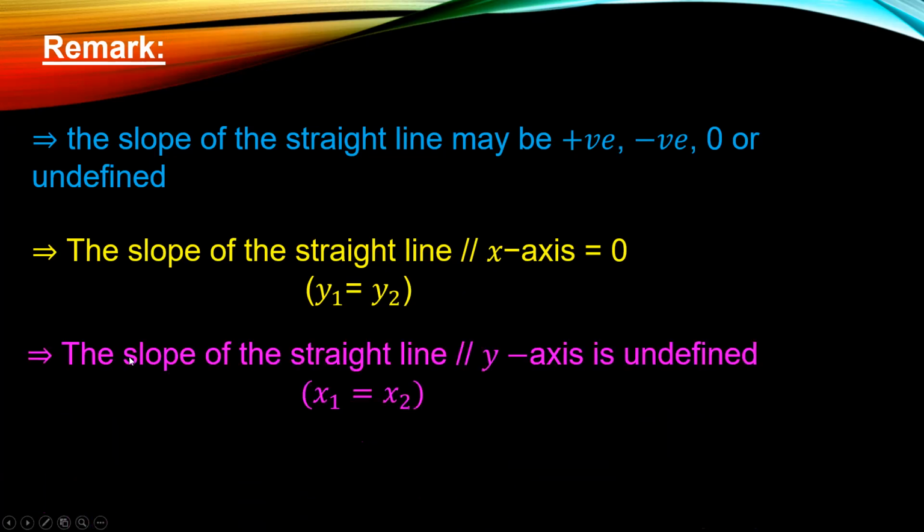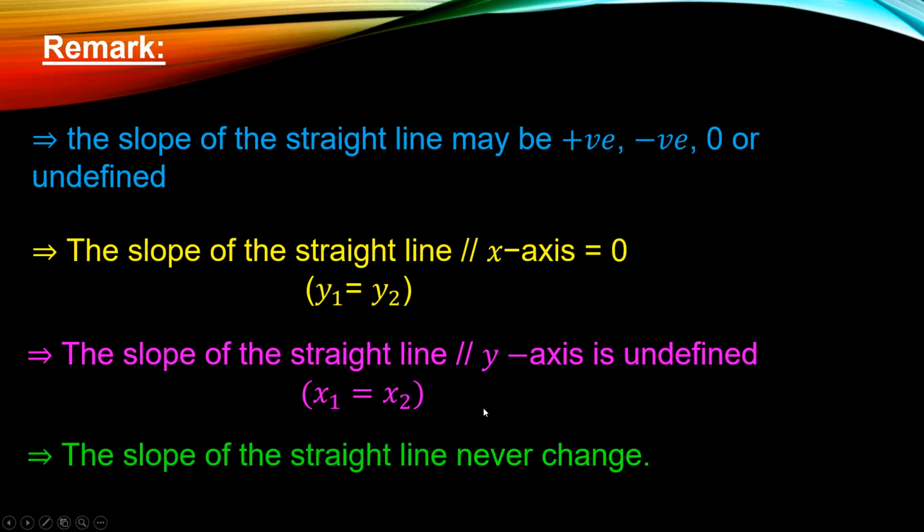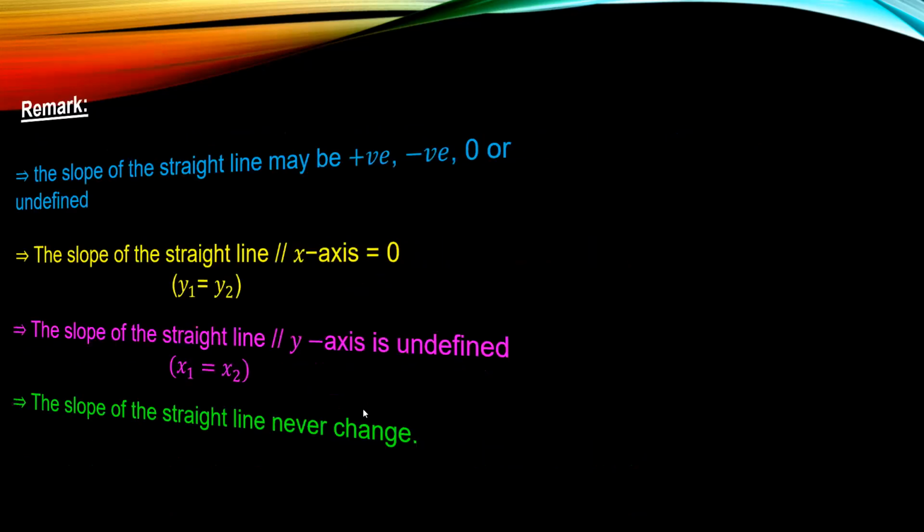The second point, if the straight line is parallel to the y-axis, the slope is undefined. Again, the slope of the straight line which is parallel to the y-axis is undefined. Why? Because x1 equals x2. Another remark, the slope of the straight line never changes.